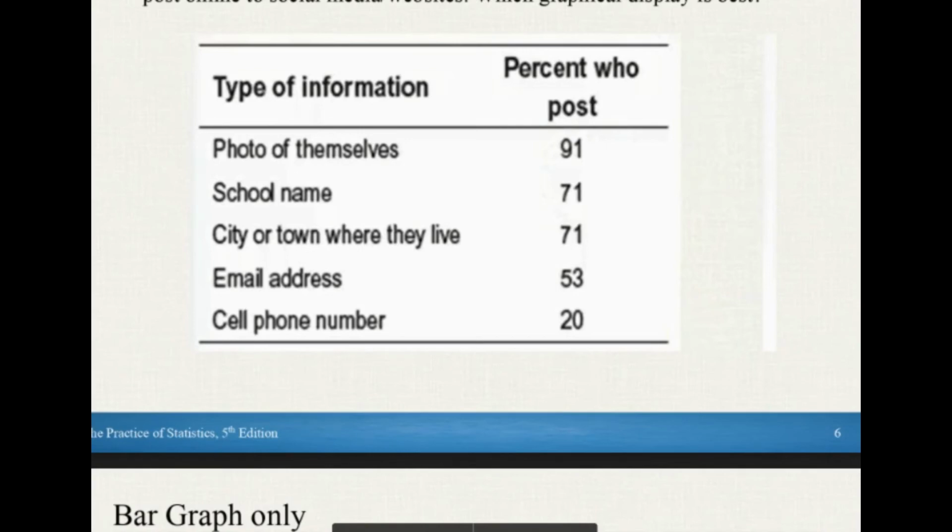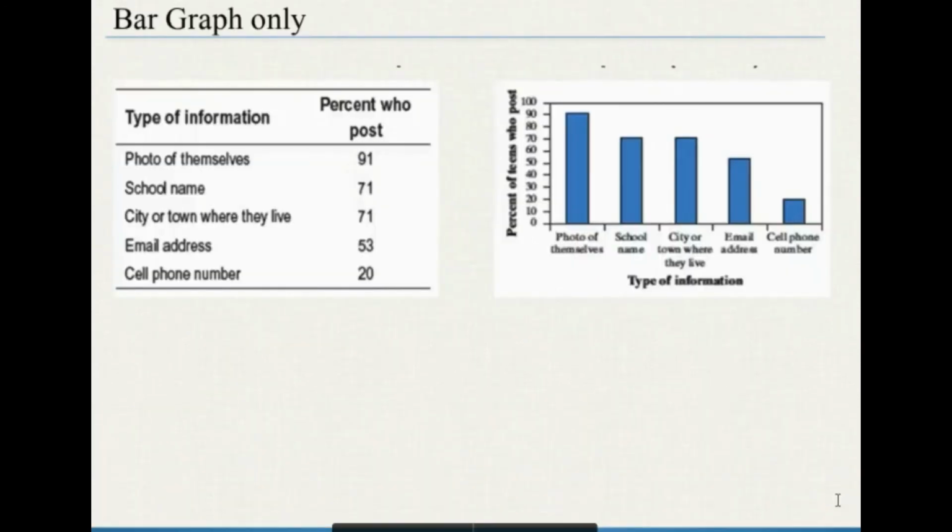Notice that these percents, this is already 91%, this is 71%. This is not going to add up to 100, because these aren't mutually exclusive. We'll talk later about what that is, but there could be some people that post photos of themselves and their email address, and so there's going to be some overlap there. So you would not want to show a pie chart. And as you can see, here's the bar graph that would be best for this particular example.